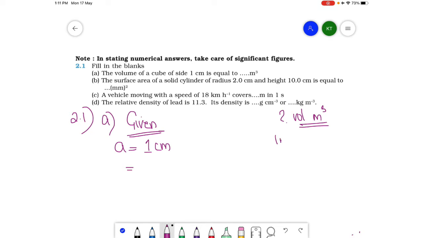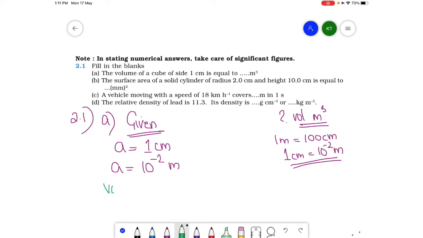So we know 1 meter is equal to 100 centimeter. So how much is 1 centimeter equal to? That will be equal to 10 power minus 2 meter. Substitute this value here. So we get A in terms of meter as 10 power minus 2 meter. Now, in order to calculate the volume of the cube, what is the volume formula? Volume is equal to A cube. Right? So the final answer will be 10 power minus 2, the whole cube, which will give you 10 power minus 6 meter cube.